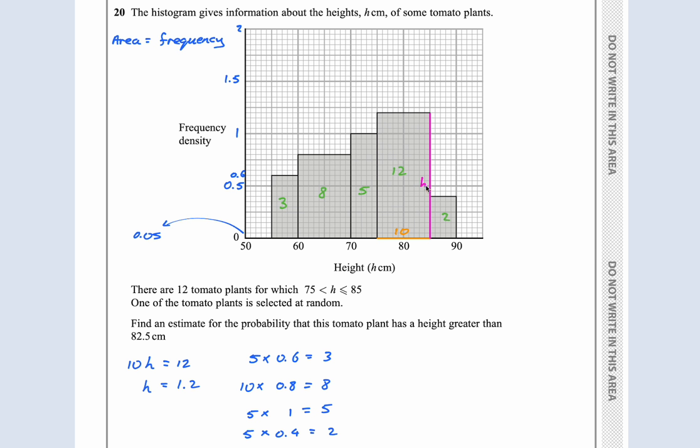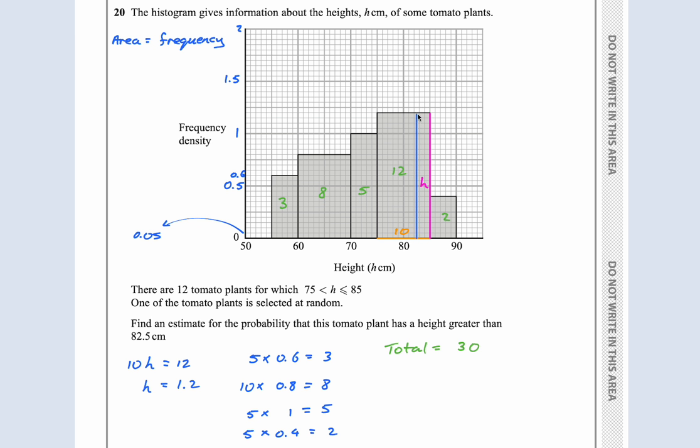Okay. Now he says, find an estimate for the probability that this tomato plant is just one random. So the total, let's do the total first. The total, let's do it in green. The total equals 3 plus 8, 11 plus 5 is 16, 28, 30. The total is 30. Now I want to figure out how many are bigger than 82.5, right? 82.5 is here. So this is 80, this is 81, 82, 82.5 is there, right?